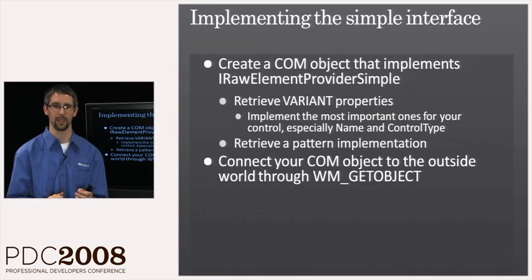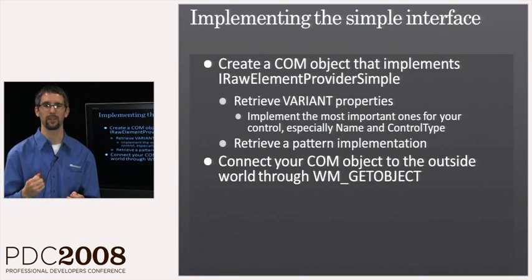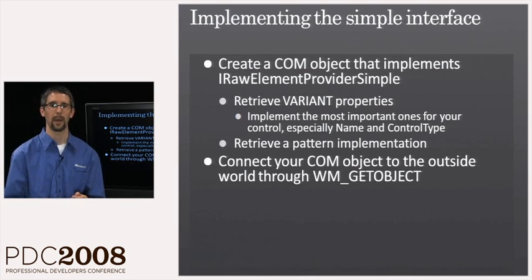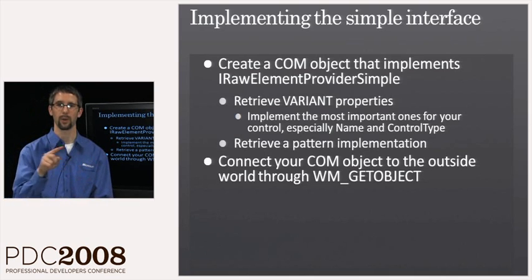It queries for properties, so there's a method called GetPropertyValue that UIA will call into with a property ID, and you'll set up a variant and return that variant with the value of the property that was asked for. And then it can also query for a pattern implementation. A call-in would say, do you have the invoke pattern? And you can either say no, or you say yes, and here's a pointer to my implementation.